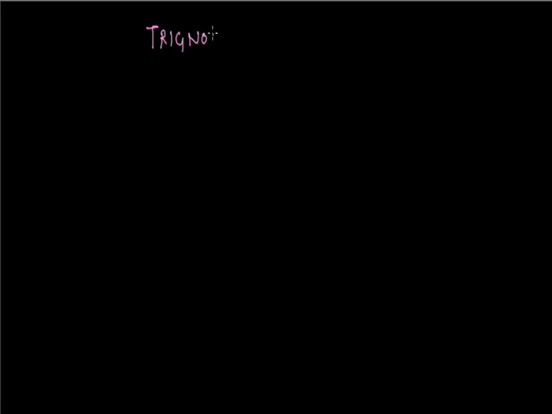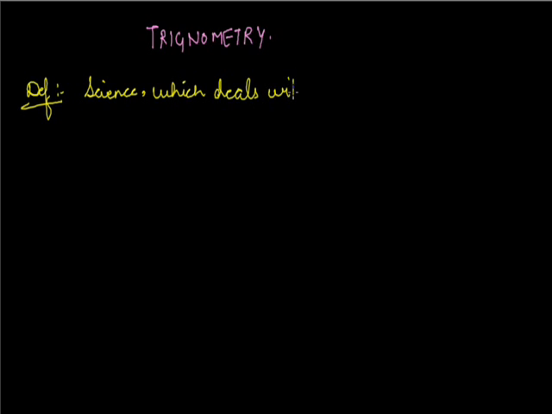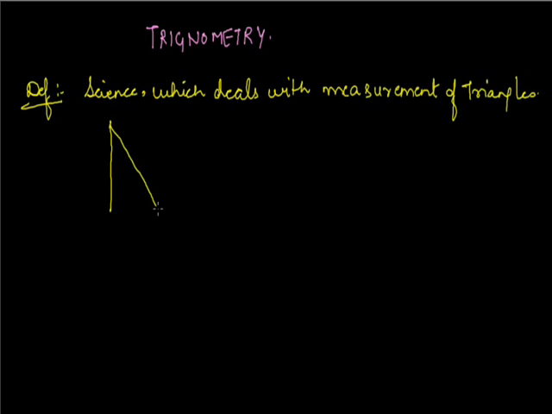Trigonometry. Firstly, what is trigonometry? It means the science which deals with measurement of triangles. We'll be considering a right angle triangle, right angle at B. Now angle B is 90 degree as it's a right angle.